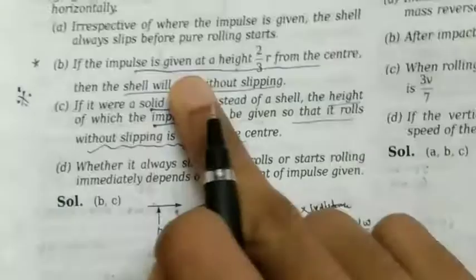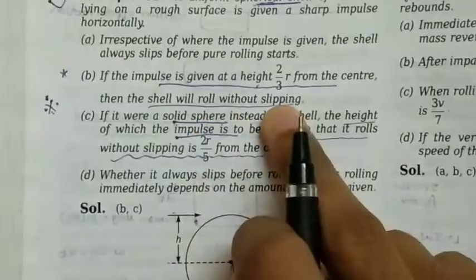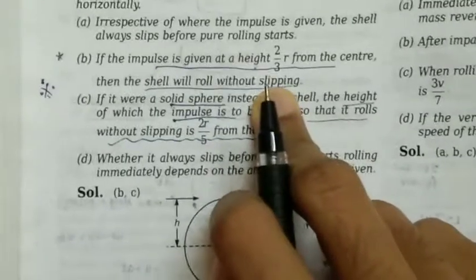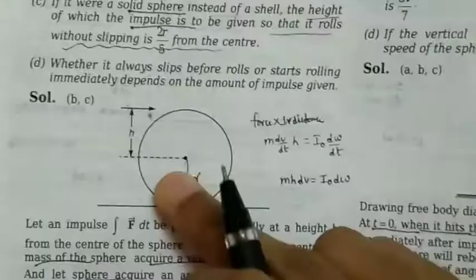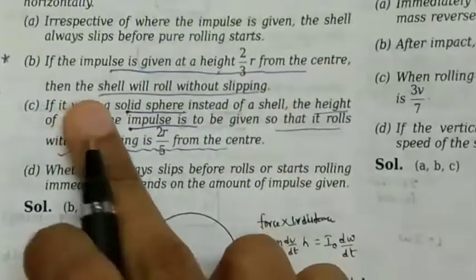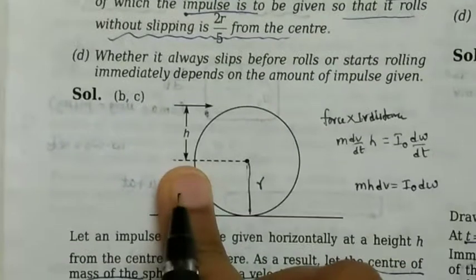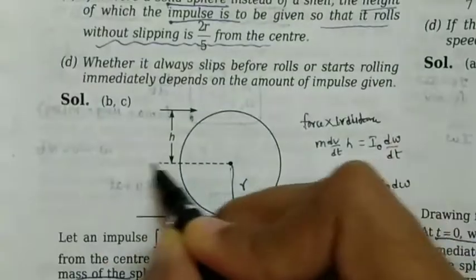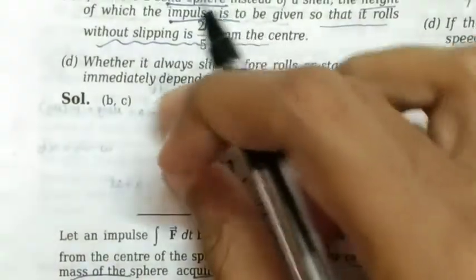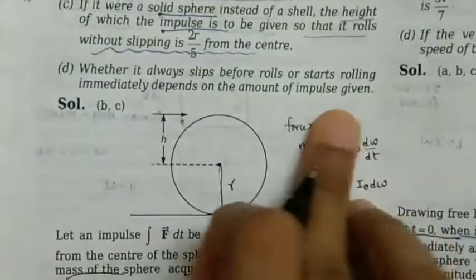And if the impulse is given at a height 2R by 3 from the center, then the shell will roll without slipping. So what they are saying is, we are giving the impulse at this much height, as shown in the diagram, from the center. So if we draw a horizontal from the center to this height, we can apply force from this direction or from this direction.